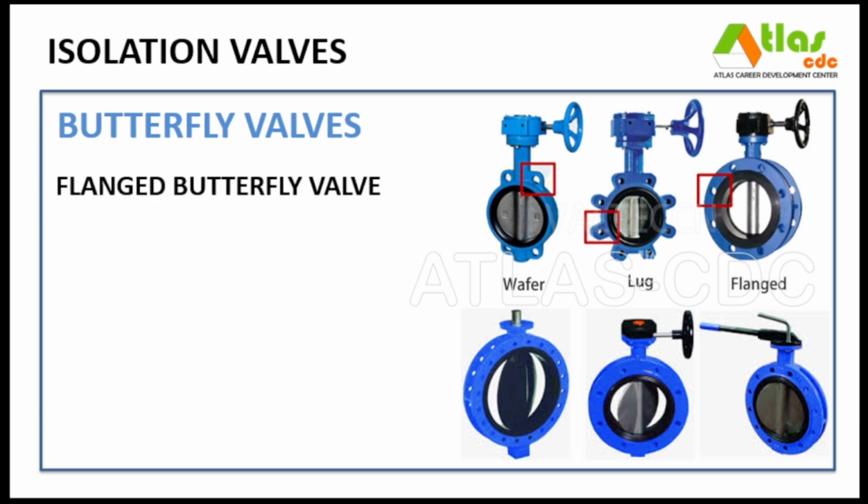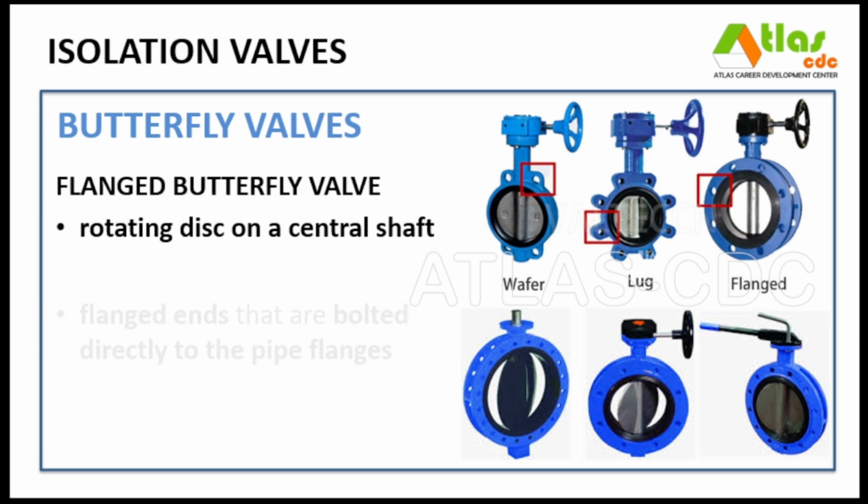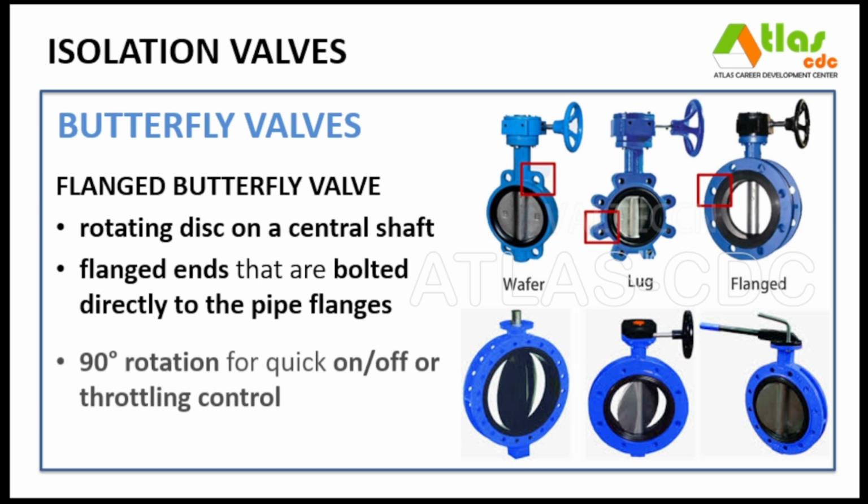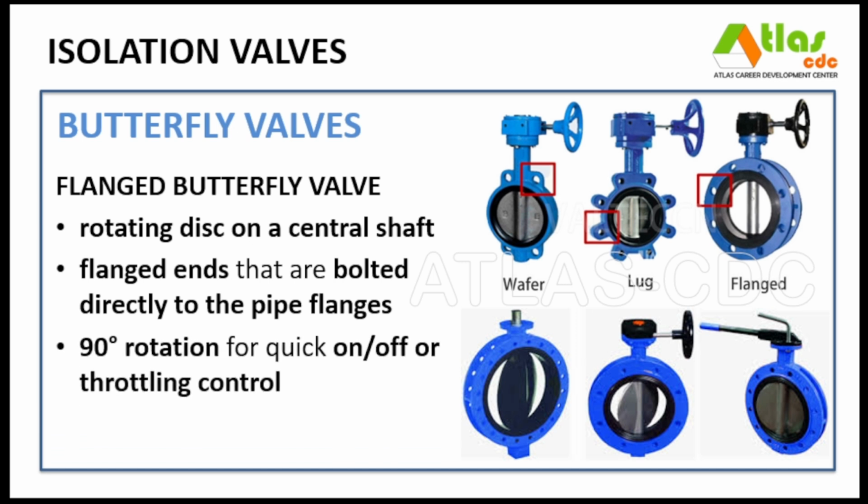A flanged butterfly valve uses a rotating disc on a central shaft to control flow and features flanged ends that are bolted directly to the pipe flanges for a secure, leak-resistant connection. Its mechanism allows 90 degrees rotation for quick on, off or throttling control.